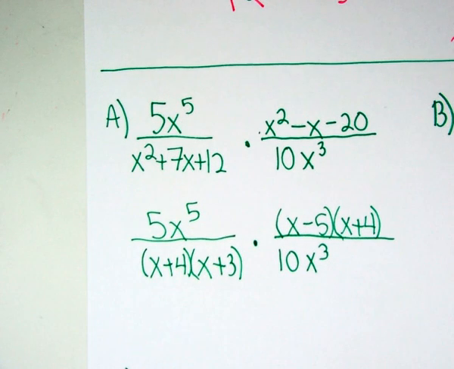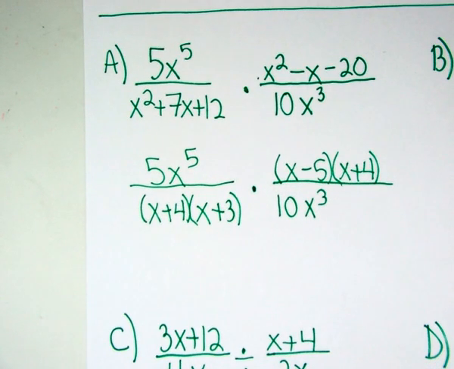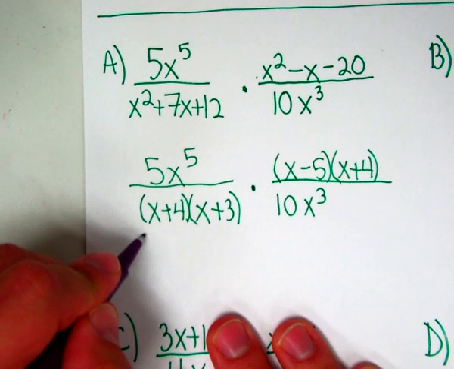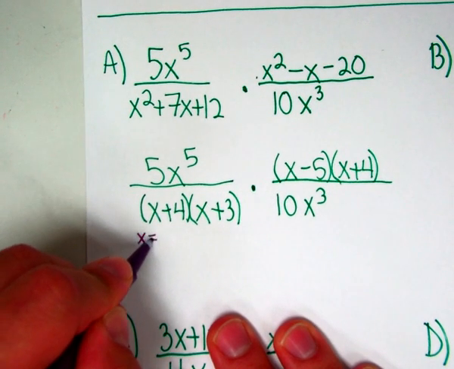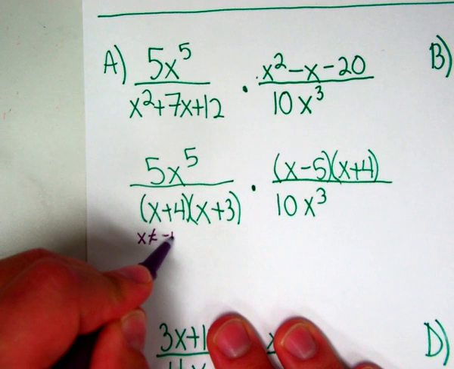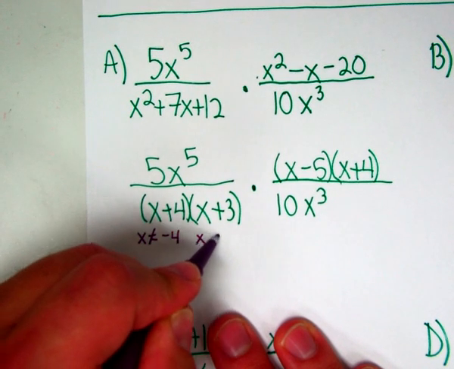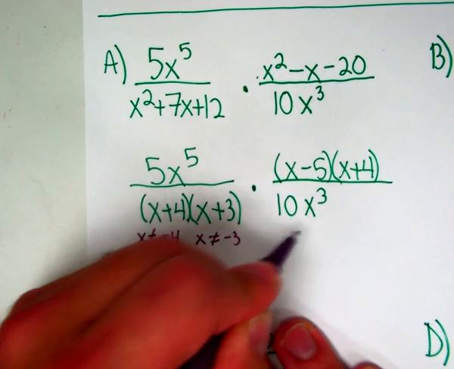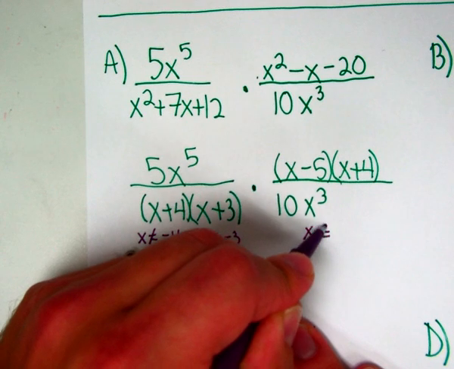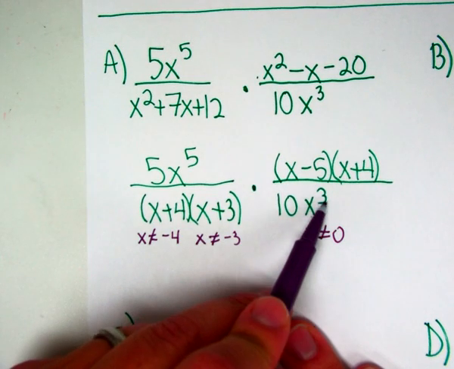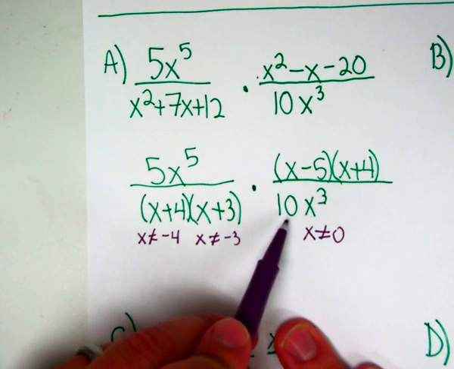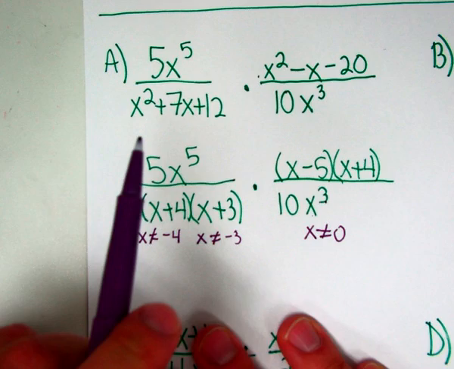Now, simplifying top to bottom. Before we do this, we have to take care of domain restrictions, and it's anytime there's a variable in the denominator, anytime at all in the problem. So here we're saying x cannot equal -4. Here x cannot equal -3. And here x cannot equal 0, because 0 cubed is 0, and then 0 times 10 is just 0. So we can't divide by 0.